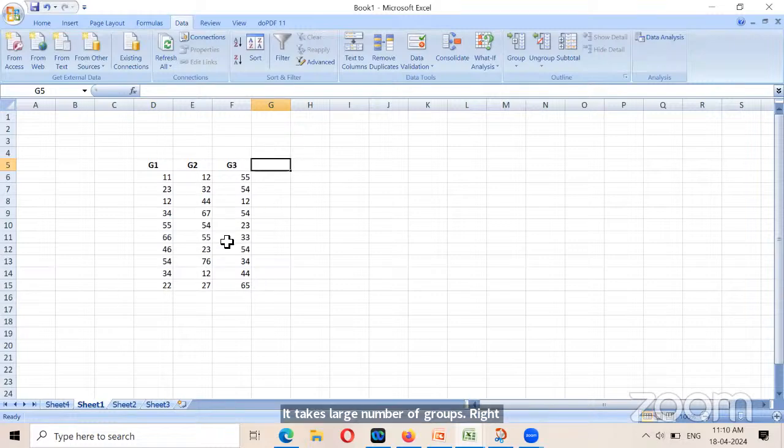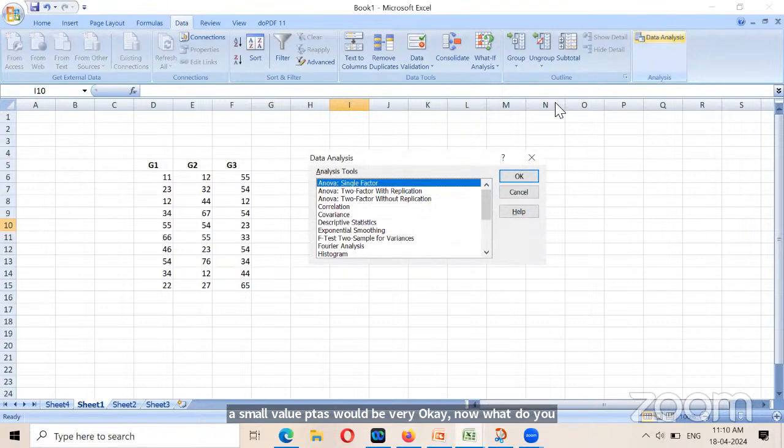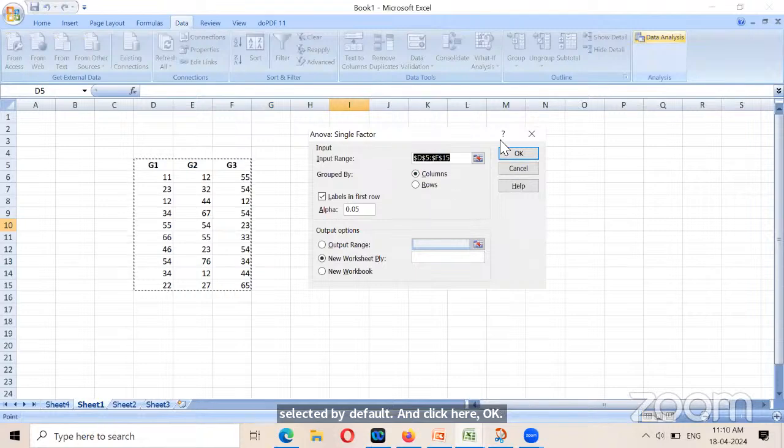Because for such a small value, a t-test would be very sufficient. Okay, now go to the Data Analysis ToolPak, then select ANOVA single factor. It is already selected by default, and click OK. A window will come, and here you have to give the input range.